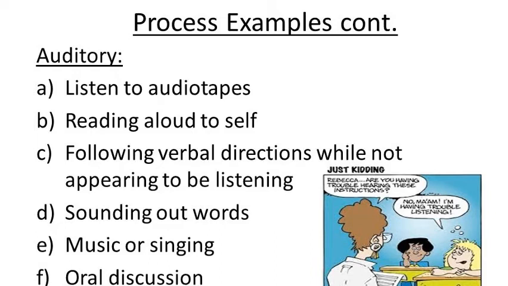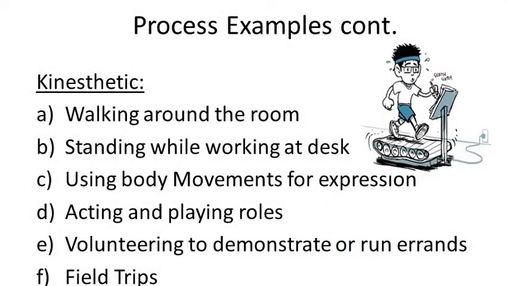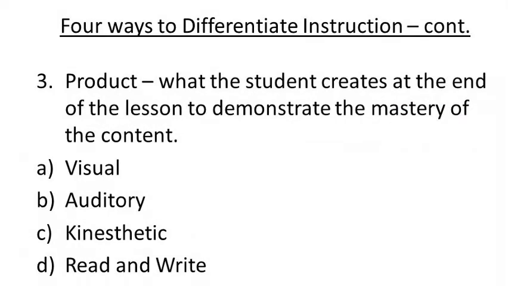The kinesthetic process examples would be: let them walk around the room, let them stand while they're working at their desk, let them use body movements for expression, acting and playing roles, volunteering to demonstrate or run errands, or field trips. A third way of the 4 ways to differentiate instruction is the product.